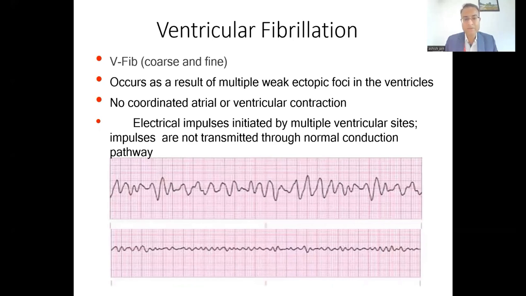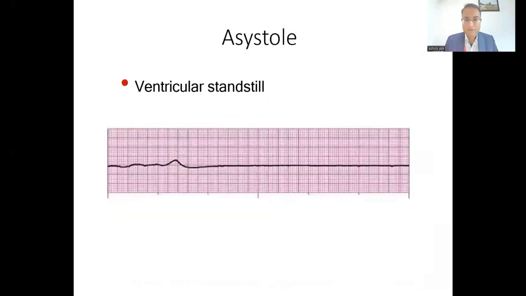Then comes the ventricular fibrillation. It could be of 2 types, coarse and fine, where you will see just bizarre, different shapes of complexes, no PR interval, no P wave, and you cannot identify any morphology of QRS complexes. Patients are generally in cardiac arrest, there is no pulse. And we need to act fast, the patient needs immediate defibrillation.